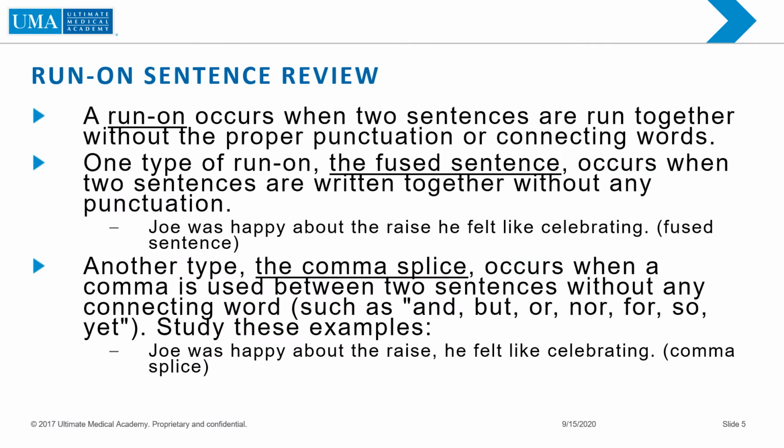All right, and then next we're going to talk about run-on sentences. A run-on sentence occurs when two sentences are running together without proper punctuation or connecting words. One type of run-on, the fused sentence, occurs when two sentences are written together without any punctuation. For example, Joe was happy about the raise he felt like celebrating. Fused sentence. Okay. Another type, comma splice, occurs when a comma is used between two sentences without any connecting words, such as and, but, or, nor, for, so, and yet.